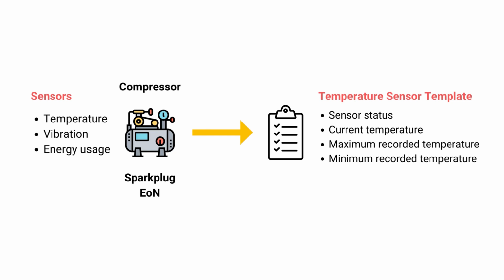For example, a temperature sensor's template might include metrics for current temperature, maximum and minimum recorded temperatures, and status information indicating whether the sensor is currently operational. When a new sensor is added to the system, it could use this template to know what data it should report and how that data should be structured.